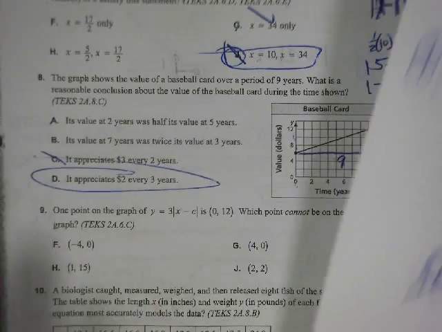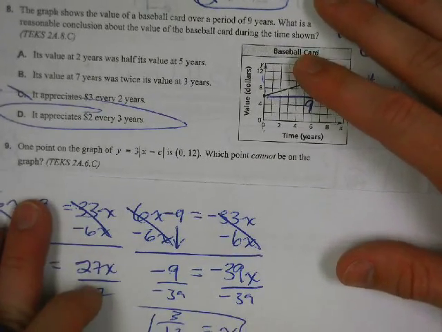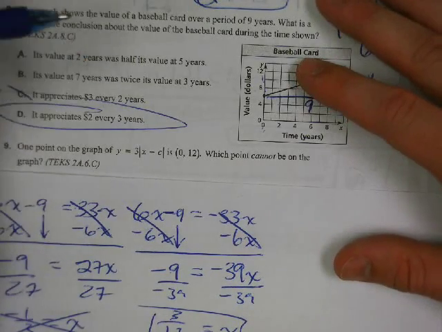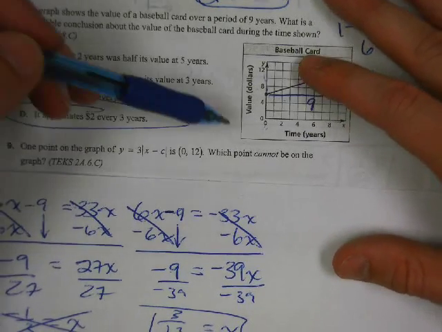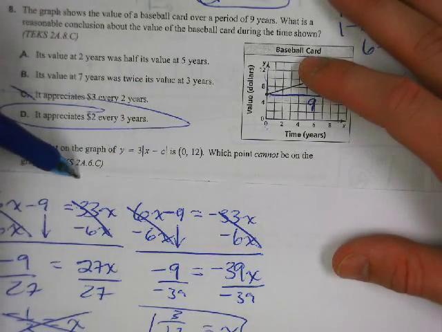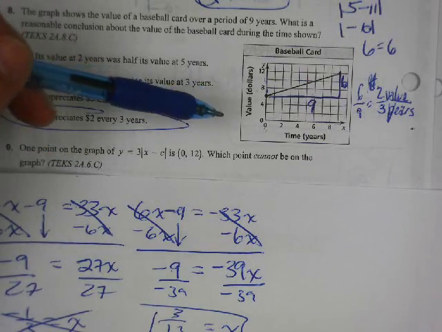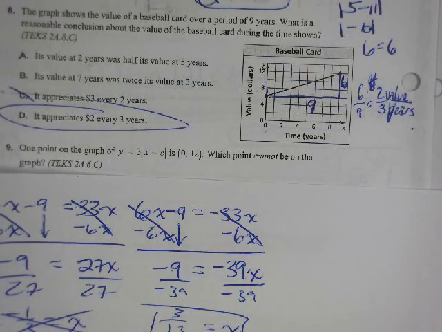Number 9. It says you have a graph here, 3 times the absolute value of x minus c, and one point of it is (0, 12). So which point can't be on the graph? A couple of different ways you can think about this, but the first thing I'm going to do is think about solving this out right here for c, to make sure that y equals 12 when x equals 0.